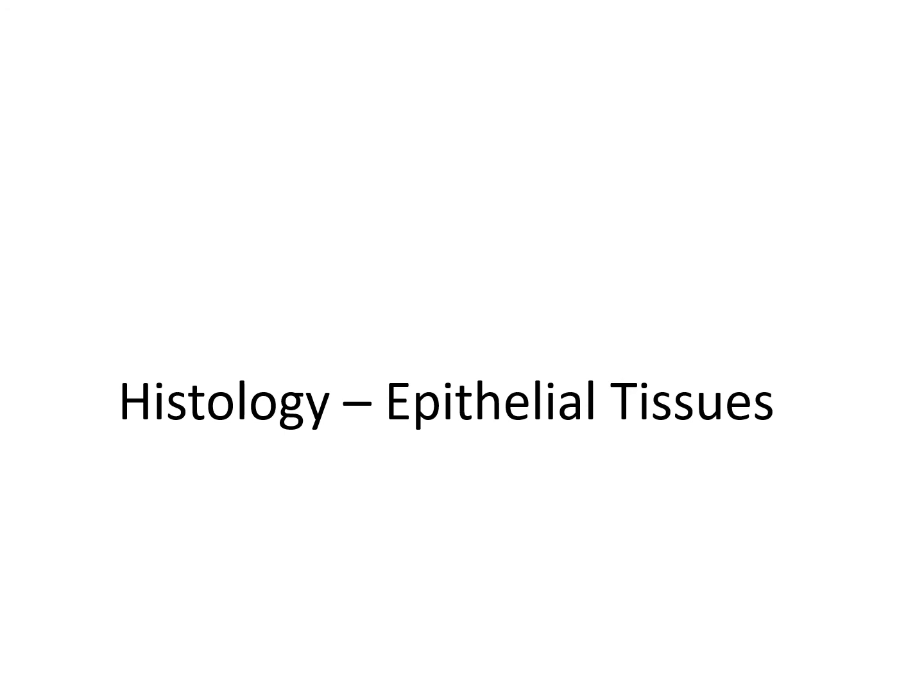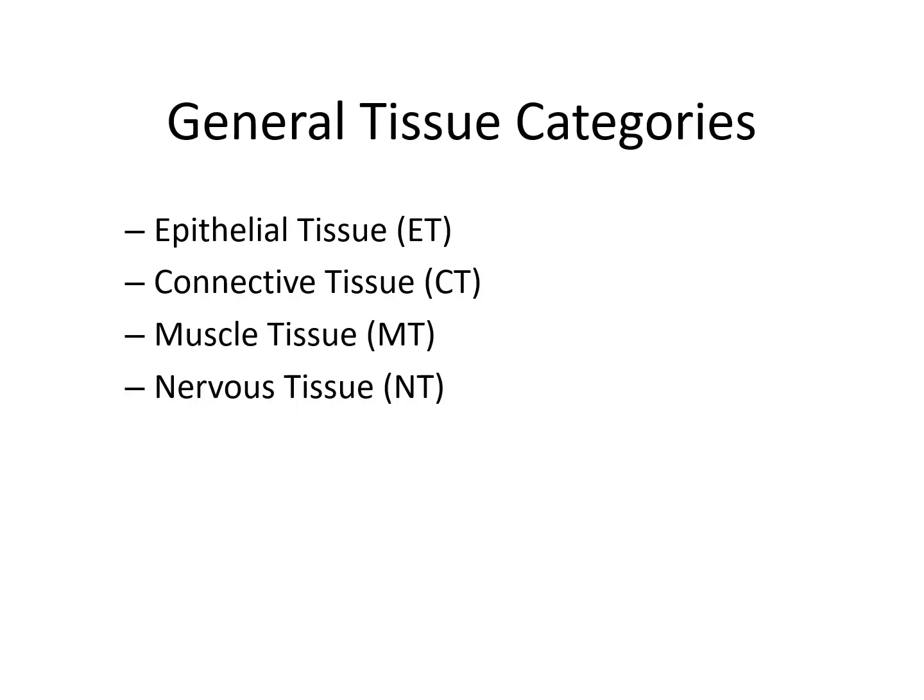Hi everybody, this chapter covers histology, which is the study of tissues, and we're going to start with the epithelial tissues first. Now, just to review, you may recall that tissues are made up of two or more types of cells working together to perform some function. So there are four major tissue categories we will be discussing.